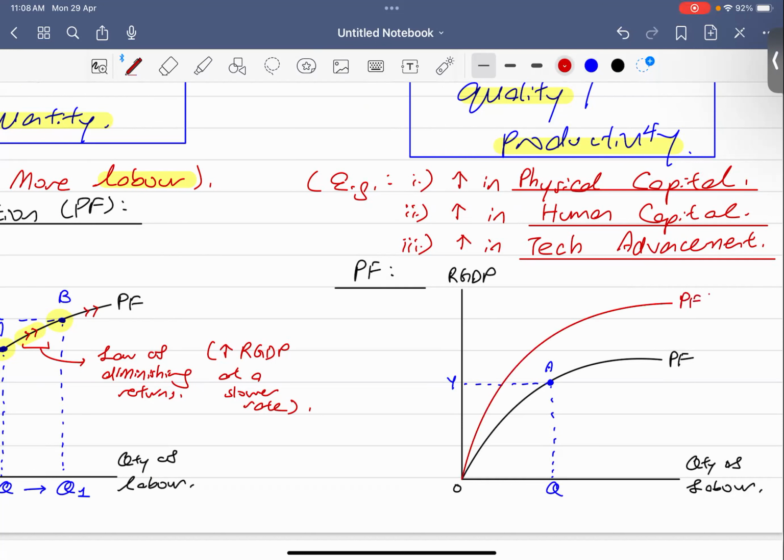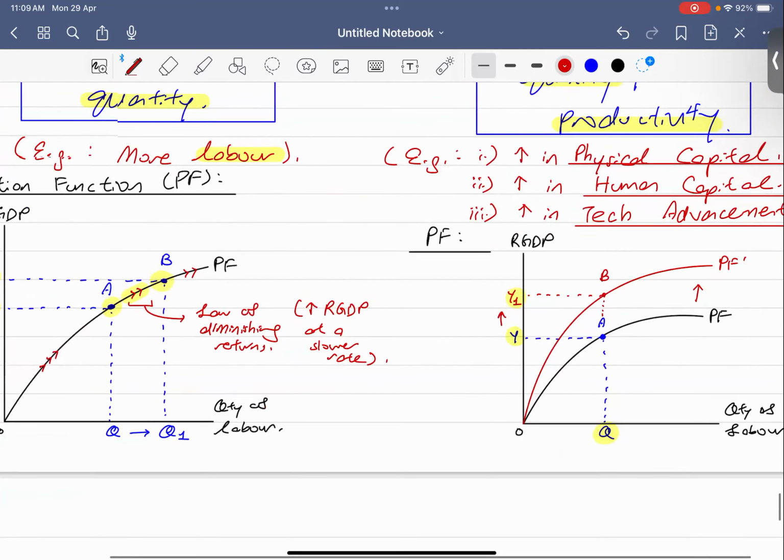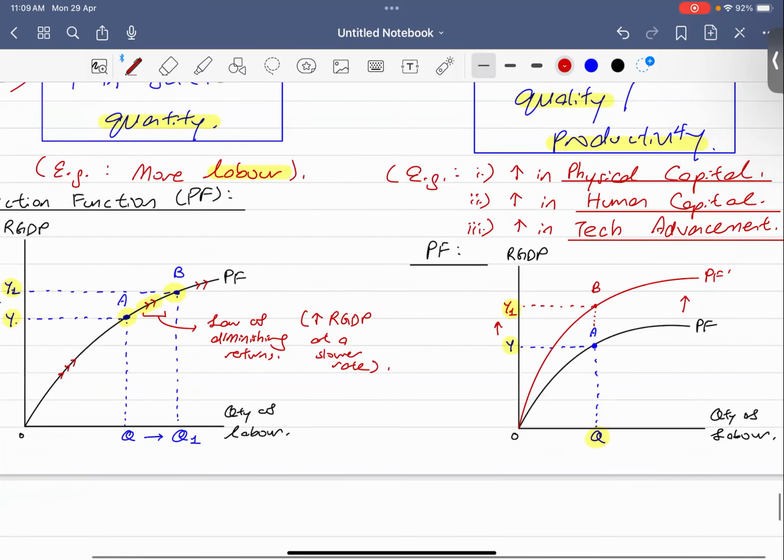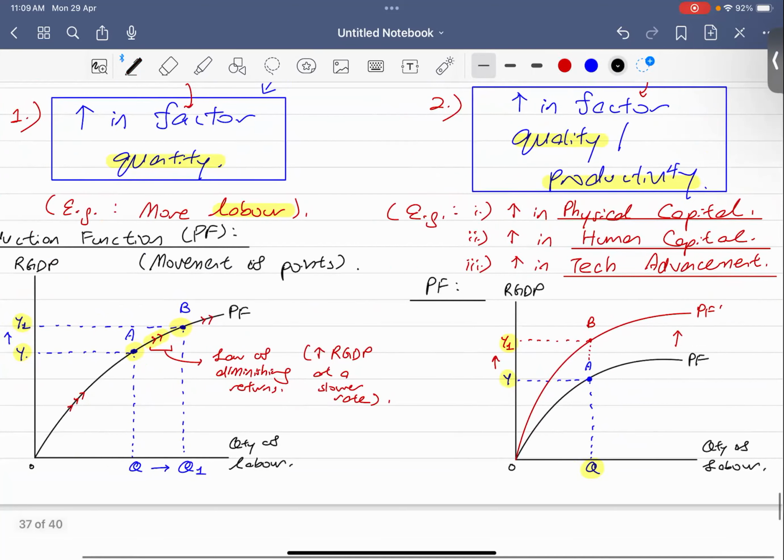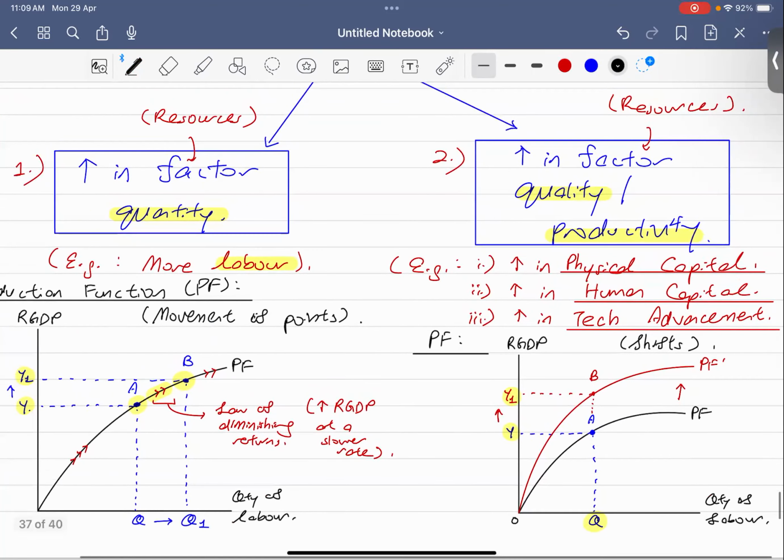So you can see from point A, go up, point B. You are able to produce more with the same amount of resources. So this is what the economy wants to achieve. Therefore, you can see that there is an upward shift of the production function. So what is the difference between these two scenarios? One only results in movement of points. The other one results in a shift of the graph. That's the thing that you need to know.